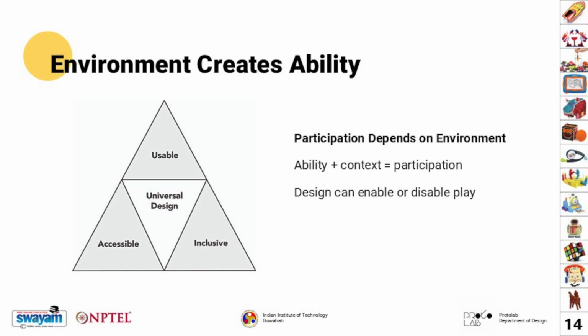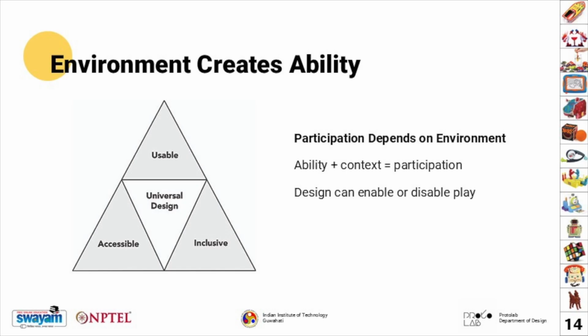Here, inclusion comes from repeatability. If play depends on rare access, participation becomes occasional. Universal design, therefore, also asks, can the child return to the experience independently? Access is not only the doorway to play, but it also determines whether play becomes part of life or just a momentary activity. Across all these examples, a pattern appears.